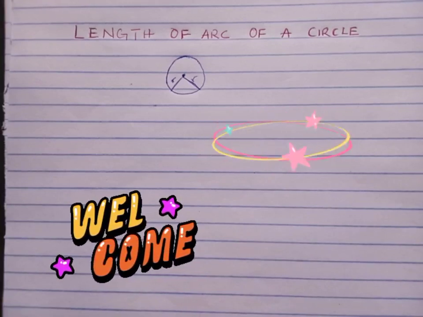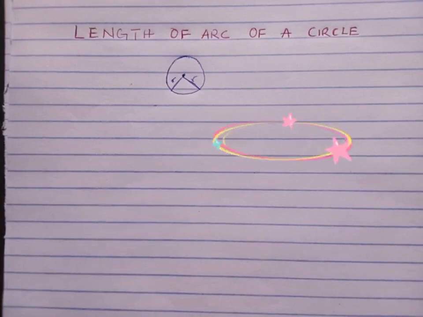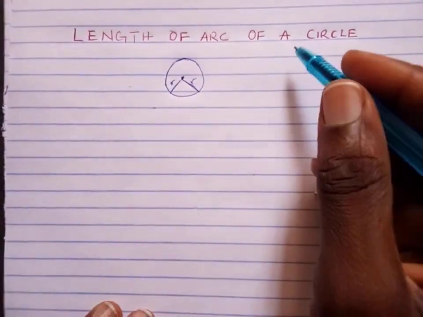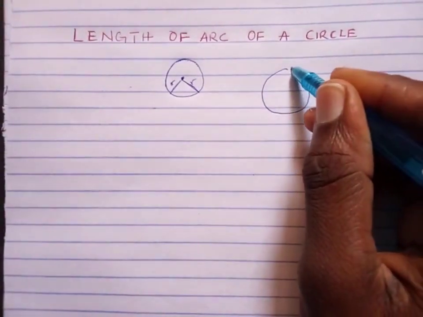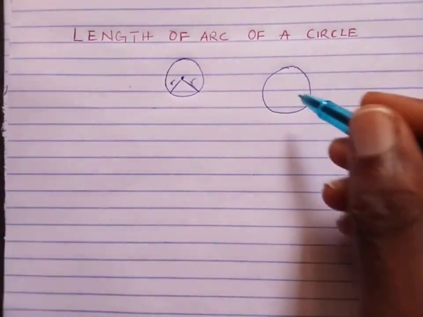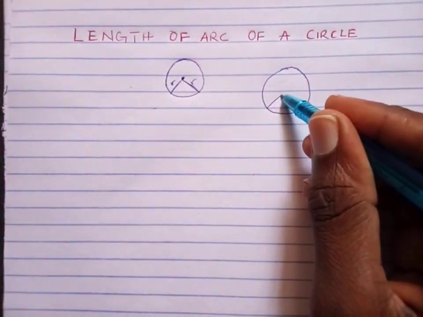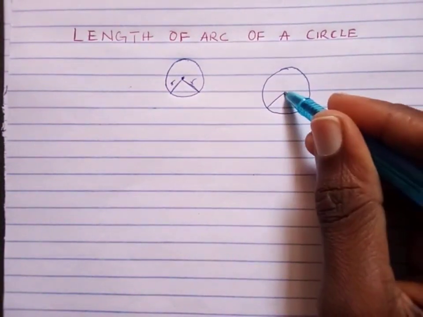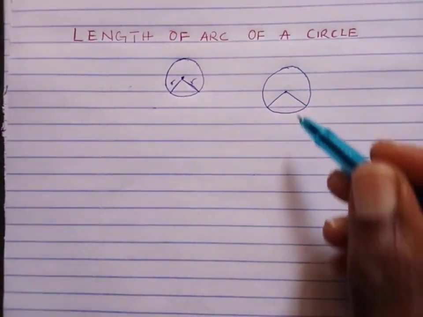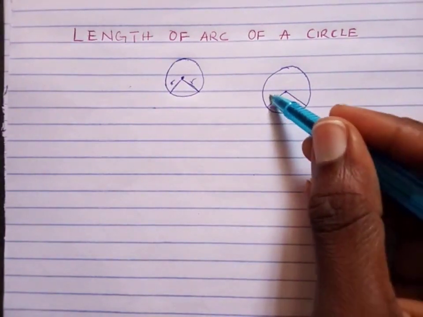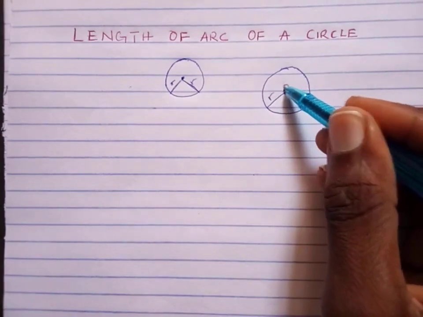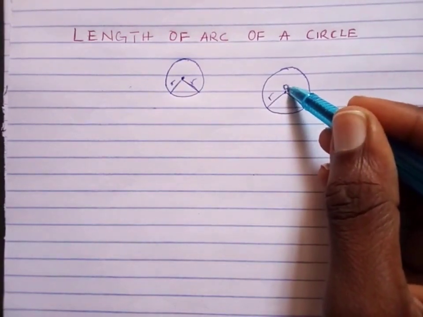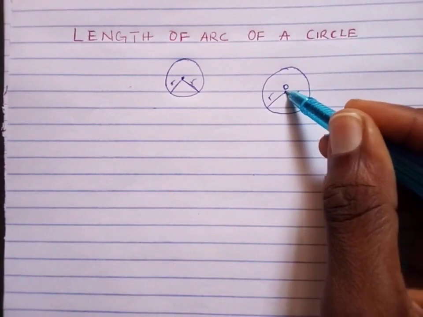In today's video, we're going to look at the length of arc of a circle. Now, the arc of a circle, if you have a circle, the arc of a circle is that part of the circle which is cut out by two radii. This is your radius. We'll take this place to be the center of the circle. Let's call it O, the center of the circle.